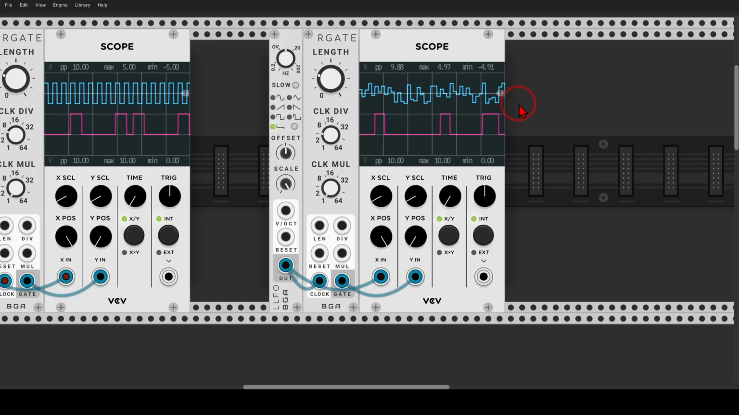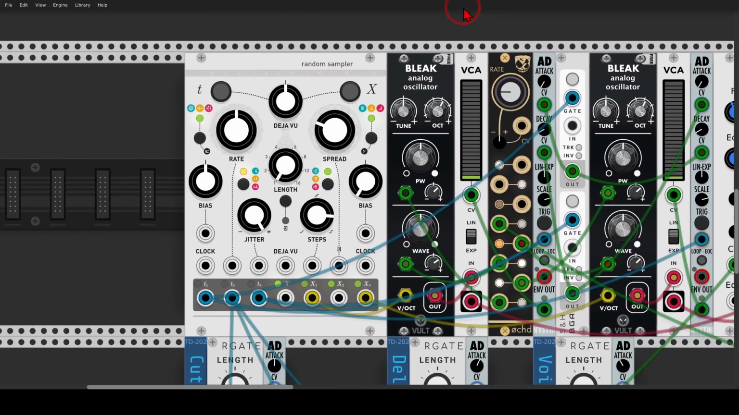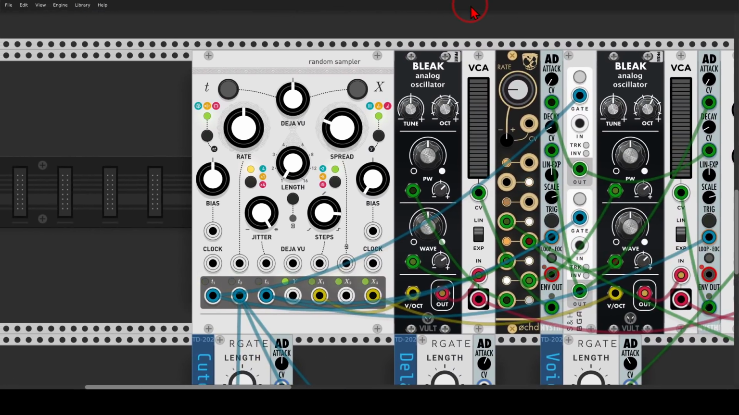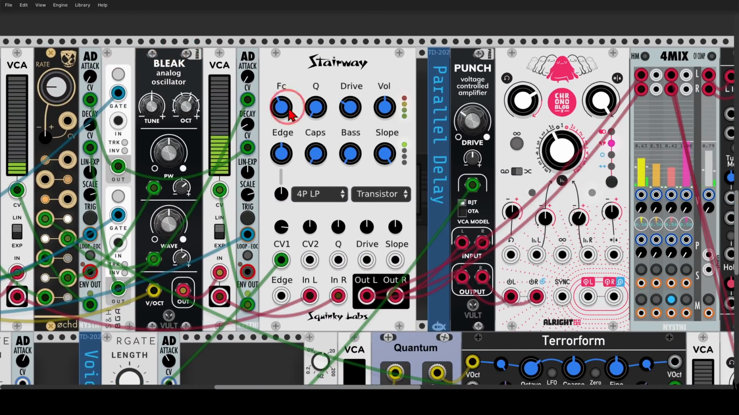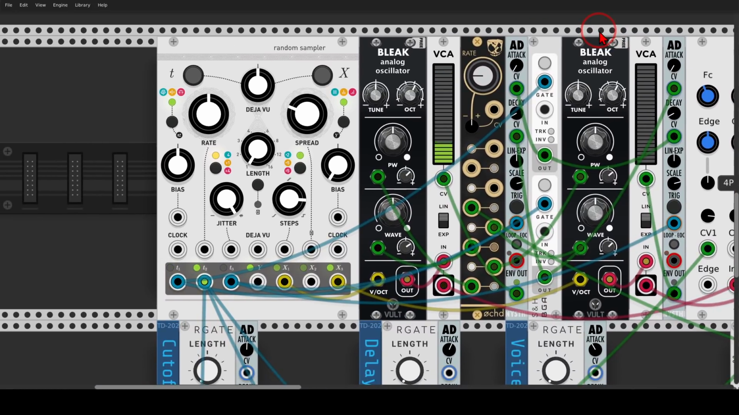So here I have Marbles from Mutable Instruments, also known again as the random sampler. And we get this nice jumpy and random sequence. I will unmute this and then I can show you why. So this is the sequence. You get this jumpy feel because the jitter is all the way up. So the clock is not a steady clock. It will jump everywhere, sometimes quicker, sometimes slower.